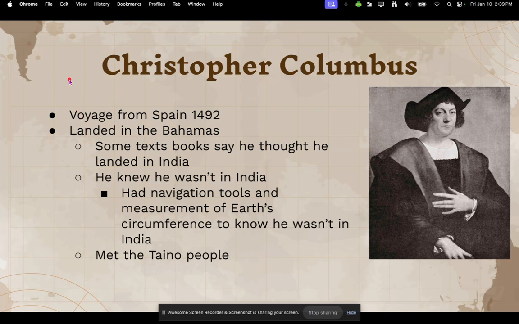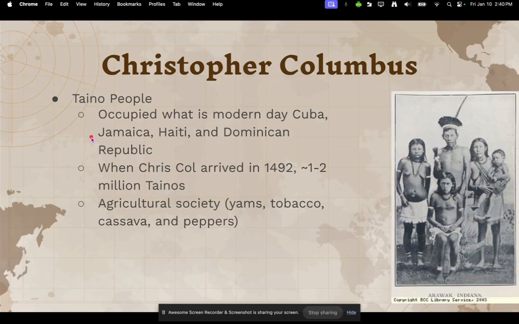Let's start off by talking about Christopher Columbus. As probably a lot of you know, he voyaged from Spain in 1492 and landed in the Bahamas. Some textbooks, specifically older textbooks, say that he thought he landed in India. Yeah, no, that wasn't true. He knew for sure he was not in India. He knew this because he had the navigational tools and measurements of the Earth's circumference to know that he was not in India. When he landed in the Bahamas, he would meet the Taino people.